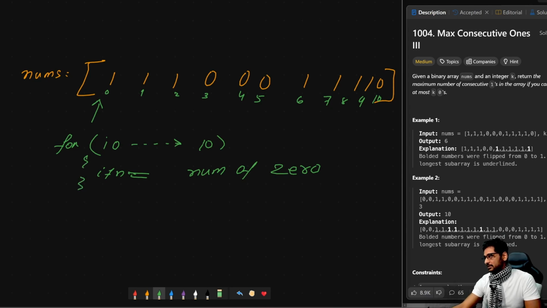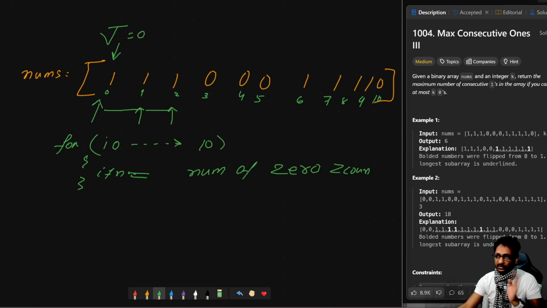Okay, let's consider it as z count. At the first time we're going to get 1, so we don't have to do anything. We just keep incrementing our pointer. Then our I will go to our first pointer, and we create another pointer, j, which will stay at 0. We don't have to do anything after that.